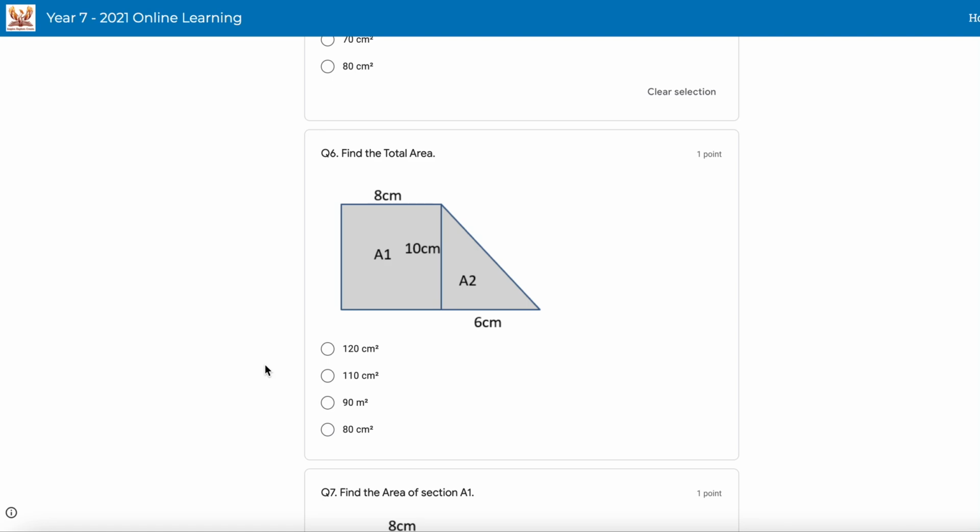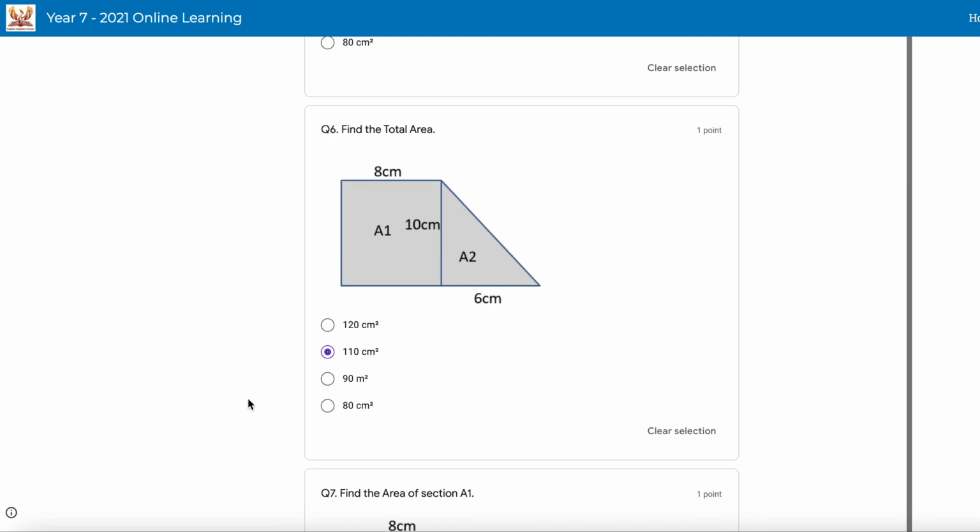And now question 6 is find the total area. So we already found this area. It turned out to be 80 centimetres. And we already found this area, which turned out to be 30 centimetres. So in total, we just need to add 80 plus 30, and we end up with 110 square centimetres.